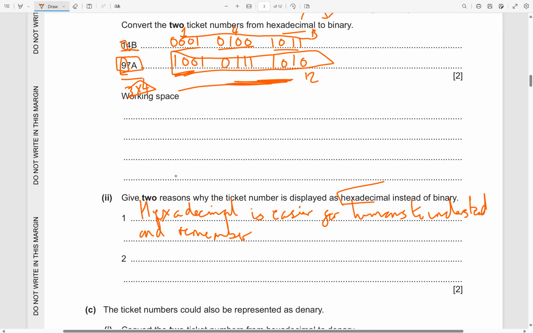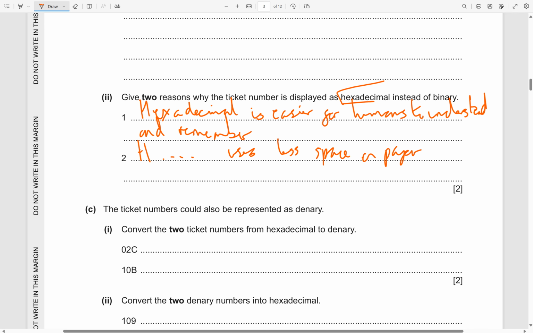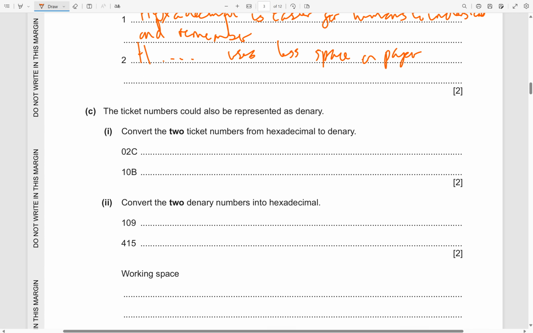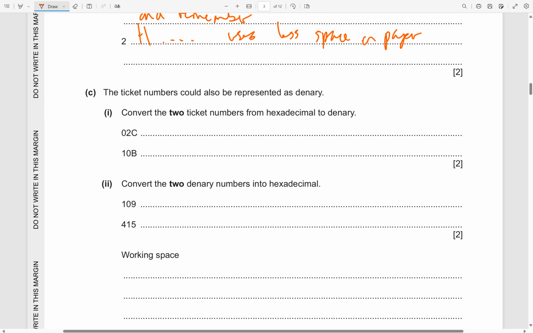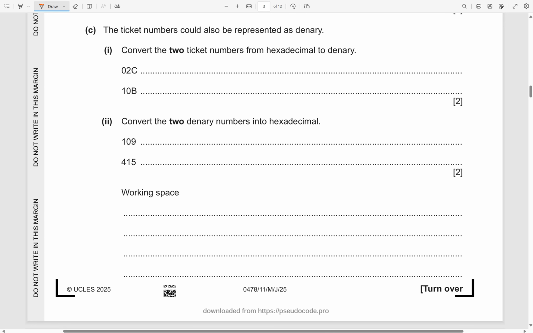Alright, so what you actually want to say is less physical space, or less space on paper. So I'm probably not going to write the whole thing, let's say hexadecimal uses less space, less space on paper. Okay, and maybe you'd want to expand that. I think probably that's okay. And of course in the exam, just write it out fully, but I just did that to save a bit of time.